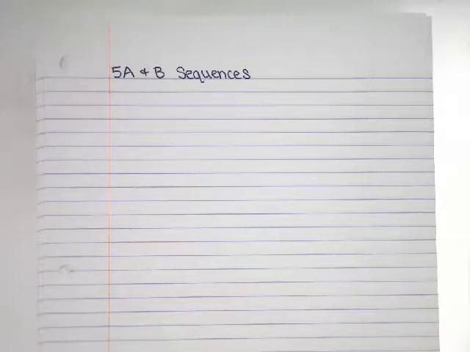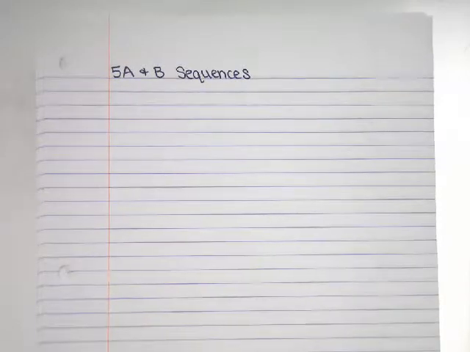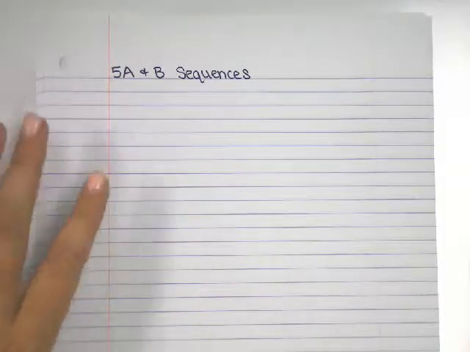Today we're going to start talking about sequences. This entire chapter, chapter 5, is about sequences, and then we'll talk about series near the end. So sections A and B are just an introduction to what a sequence is. A sequence is just going to be a list of numbers that have some type of pattern.